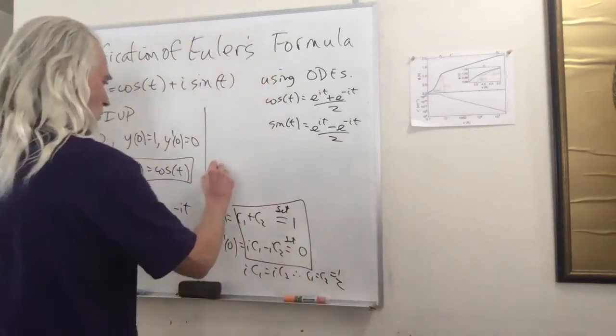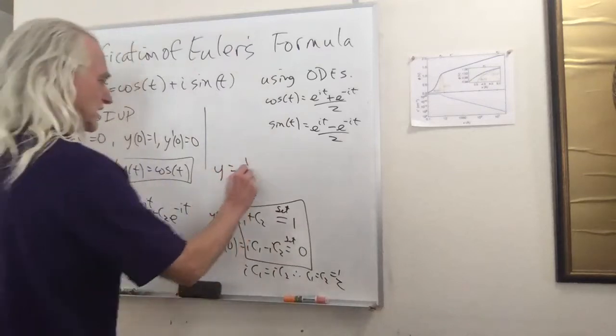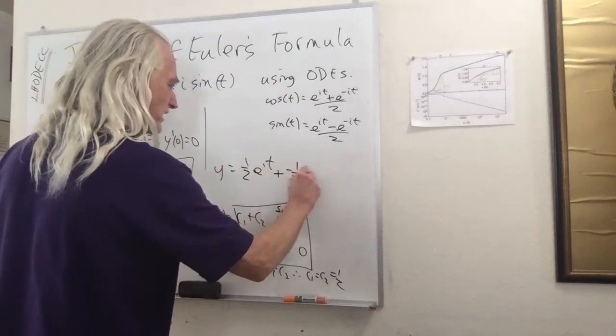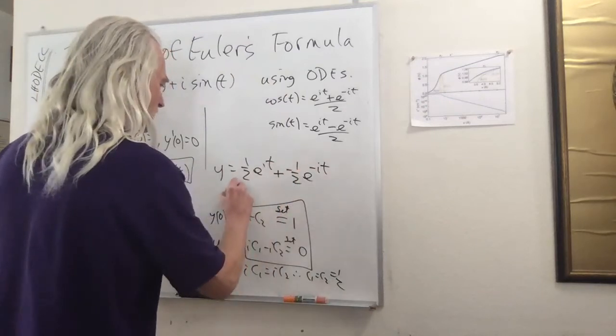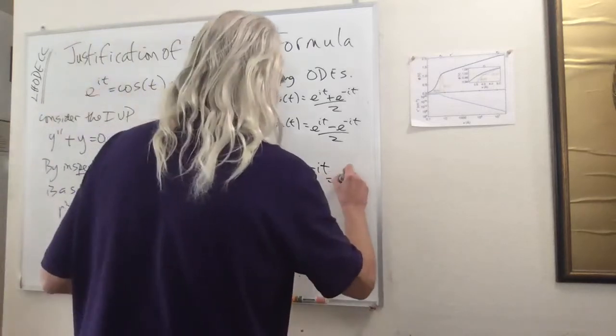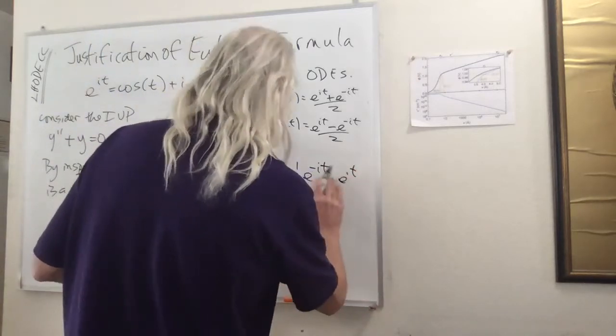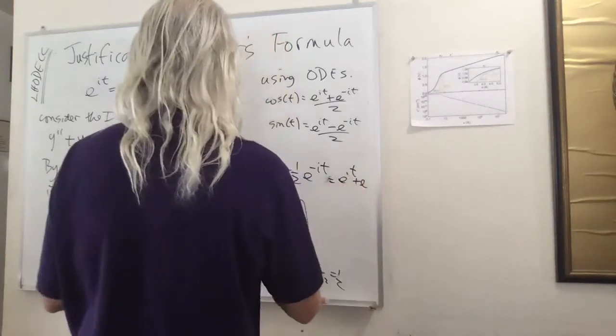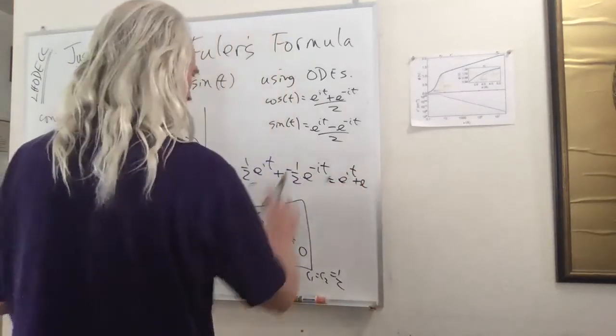So that means that y is a half e to the it plus a half e to the minus it. They're both plus a half.